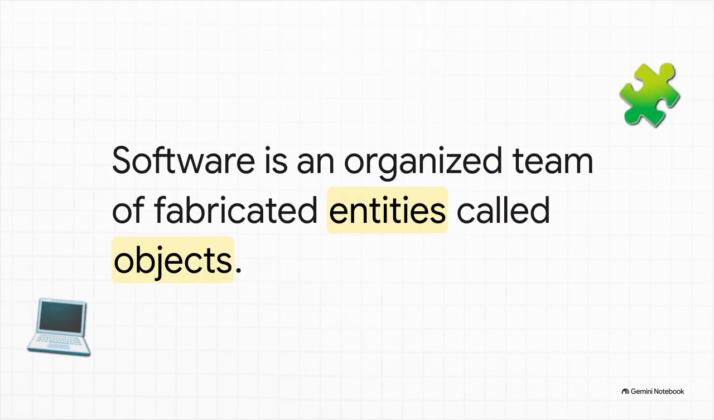Well, here's the secret. Really robust software isn't just a giant monolithic block of code that you write from top to bottom. It's actually organized. It's a carefully orchestrated team of fabricated entities. Each of these entities, which we call objects, has a very, very specific job to do. When you start seeing your software as a coordinated team rather than just a massive text document, the whole process of system design completely transforms.